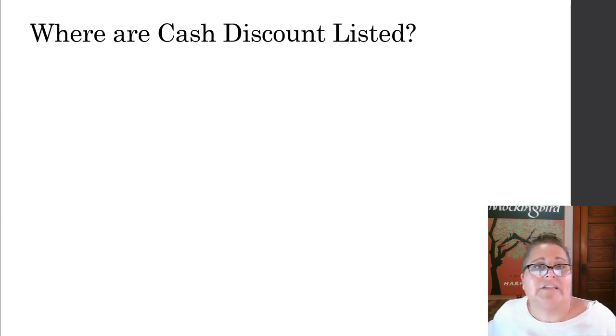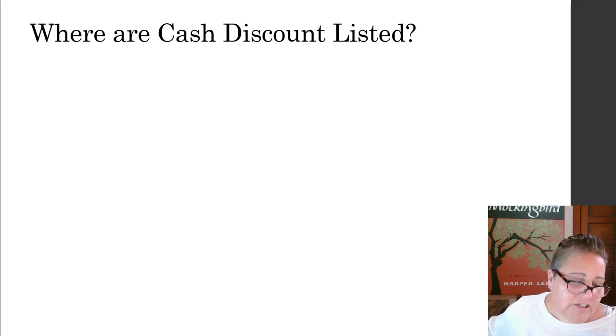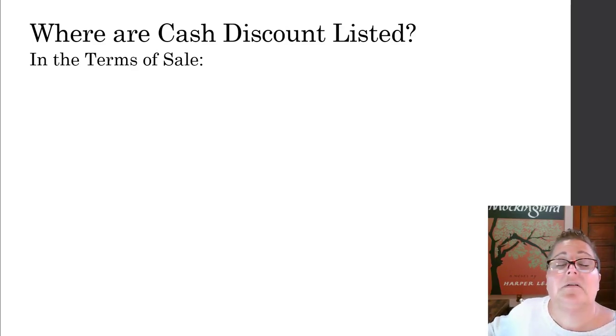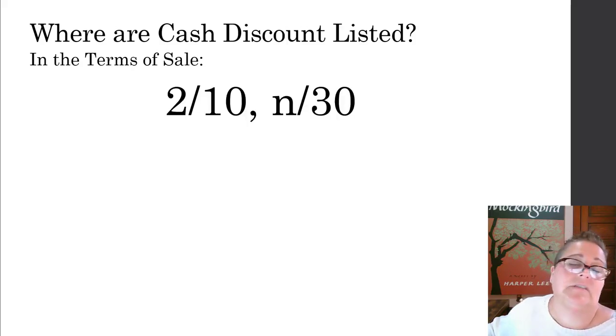Where are your cash discounts listed? Cash discounts are listed on the invoice in the terms of sale. Now, I'll be honest. The terms of sale look like a date, like the way we write a date. So here's an example of a terms of sale. This is what they look like.